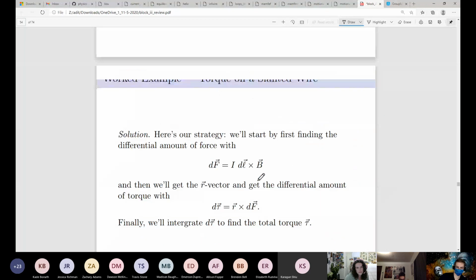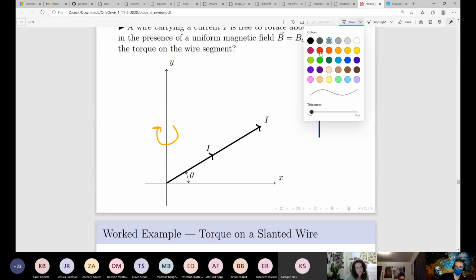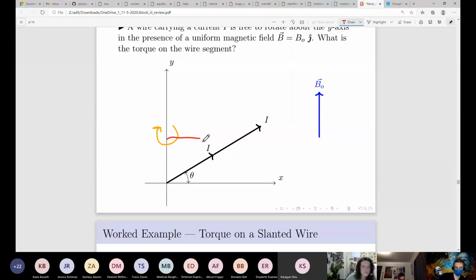So let me go back to the picture. It's rotating about the y-axis. This y-axis is our axis of rotation. So then the r vector, as with all torque problems, points from this axis of rotation to the point where force is being applied. And force is just being applied along that wire. All right then. So my r vector doesn't point anything in the j hat direction. It's just strictly horizontal.